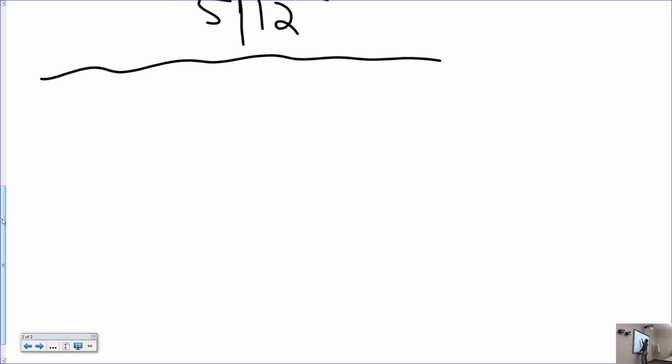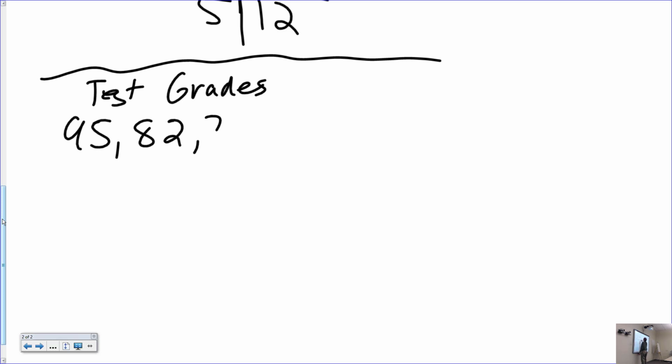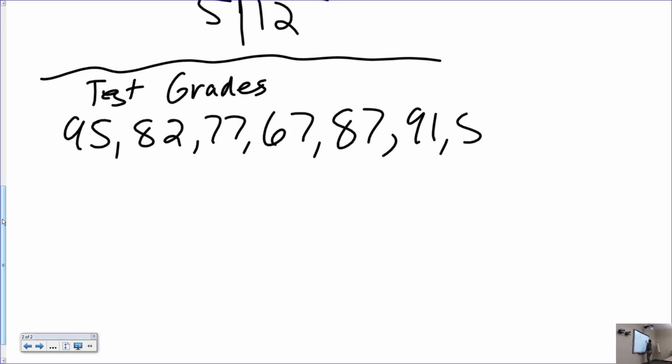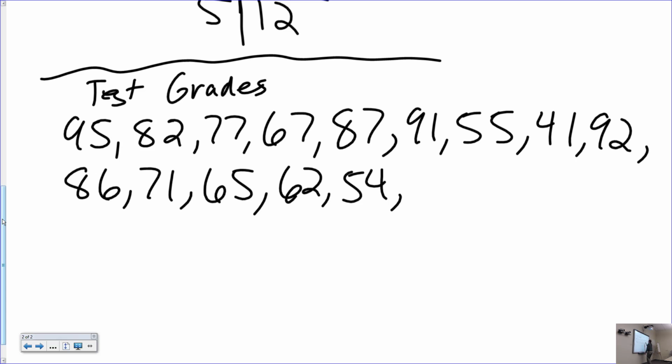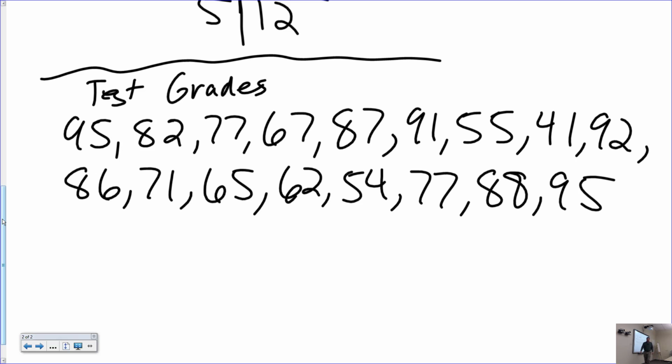Right, so what happens if we get a slightly different set of data? So let's suppose we get grades on a test, okay? So those were quiz grades. These are test grades. So the test grades were like 95, 82, 77, 67, 87, 91, 55, 41, 92, 86, 71, 65, 62, 54, 77, 88, 95. All right.